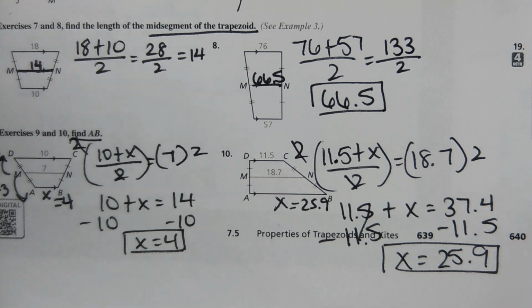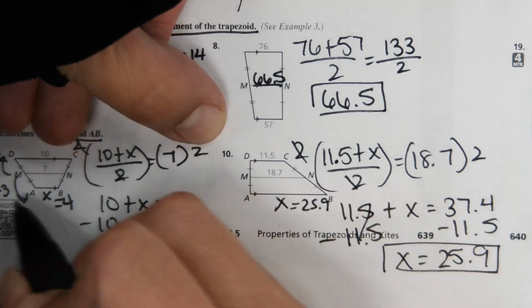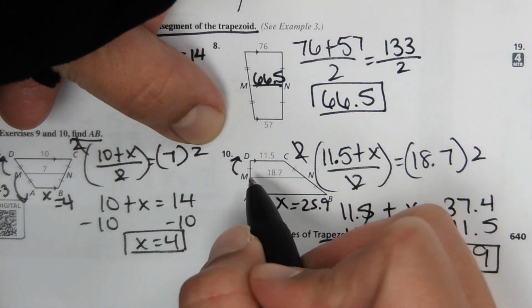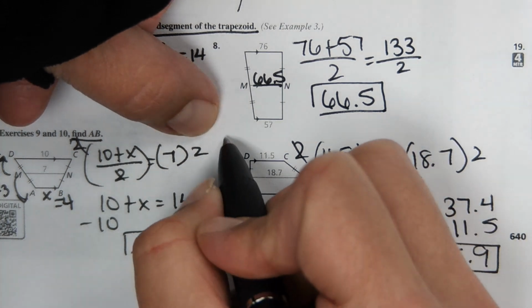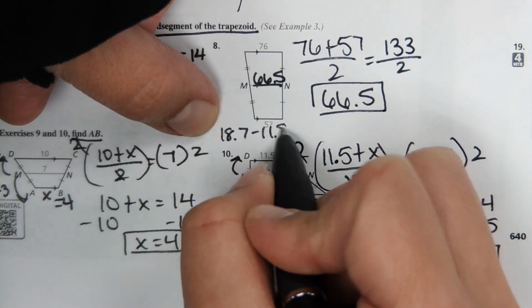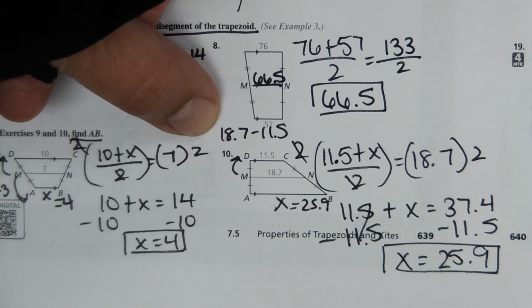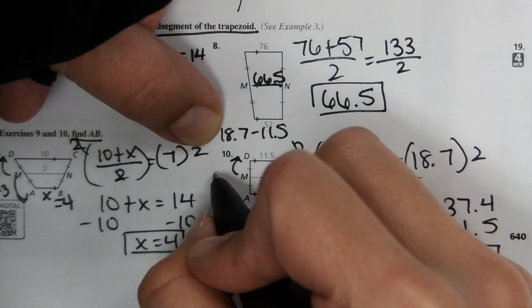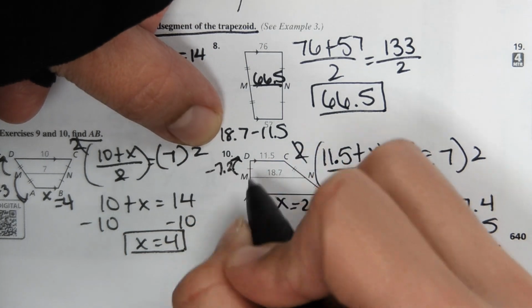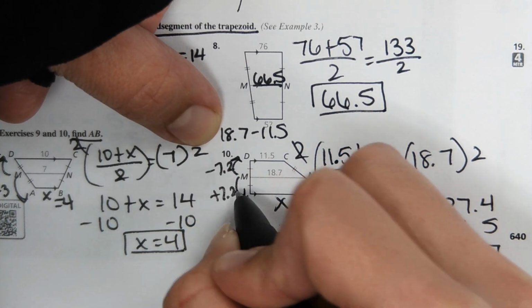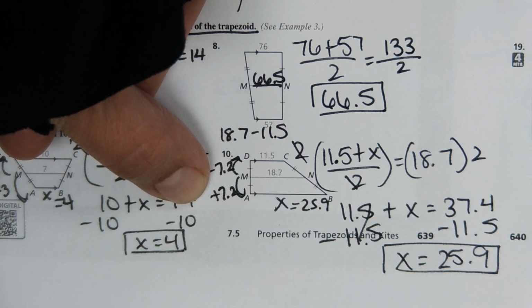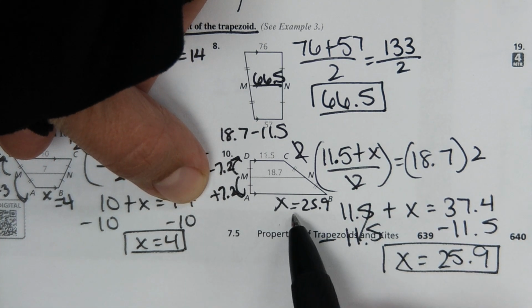You could also technically use the shortcut just like we did over here. If you notice, the difference between these two numbers, 18.7 minus 11.5, would be minus 7.2, and then you could add 7.2 to get this number. 18.7 plus 7.2 is 25.9.